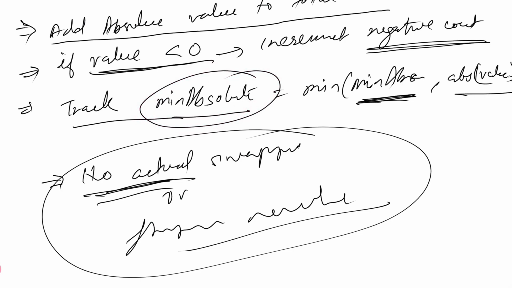If the negative count is odd, you just need to do sum minus 2 into the min absolute value. Like suppose total is 10, you do 10 minus 2 into 1, so you get the minimum absolute value. And then finally we'll return the total sum. So let's see how I'm going to write the code.